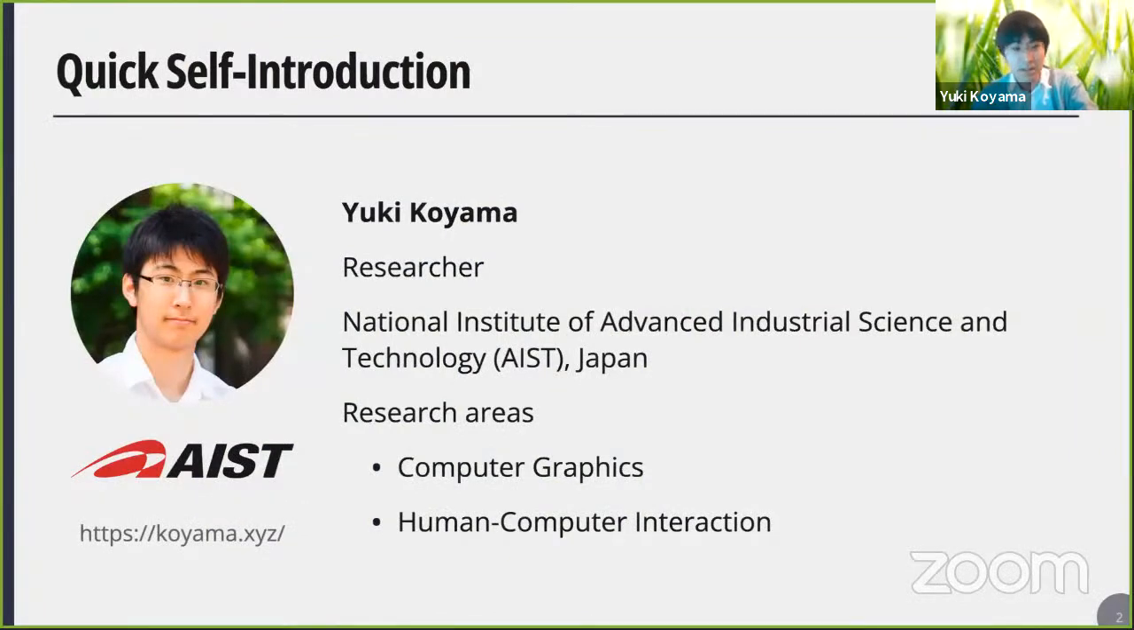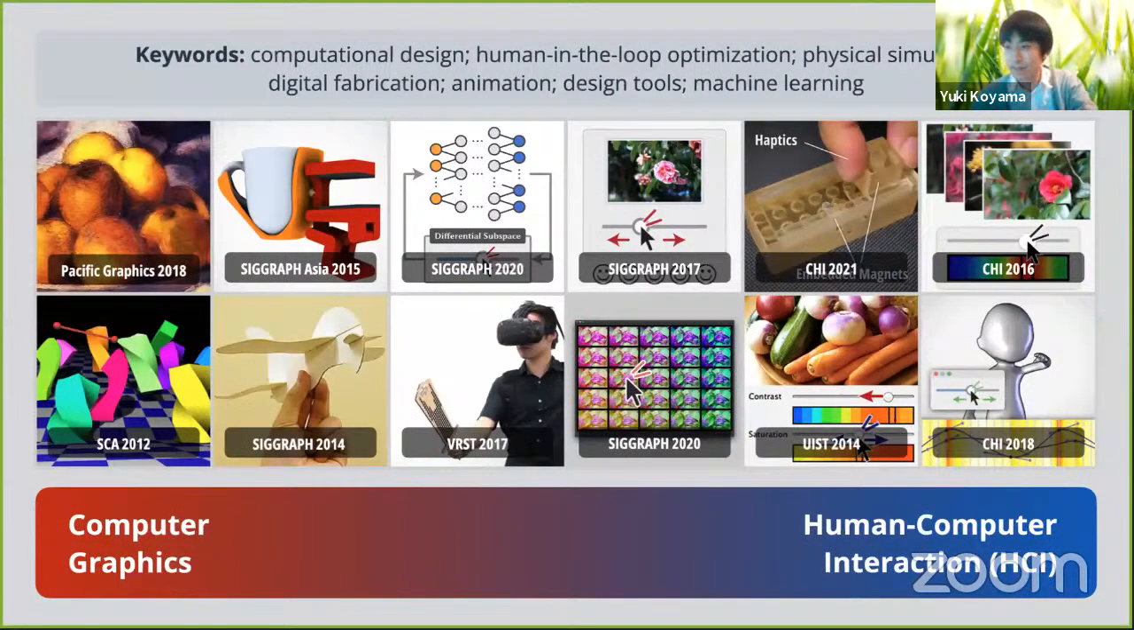So let me begin with a quick self-introduction. My name is Yuki Koyama, and I'm a researcher at a Japanese national research institute named AIST. My research area is the intersection between computer graphics and human-computer interaction. In this research area, I have worked on computational design, human-in-the-loop optimization, digital fabrication, and so on.